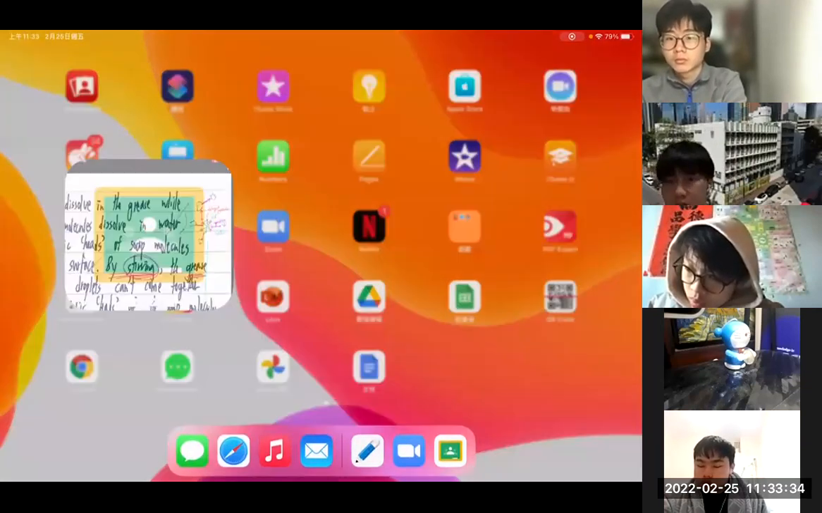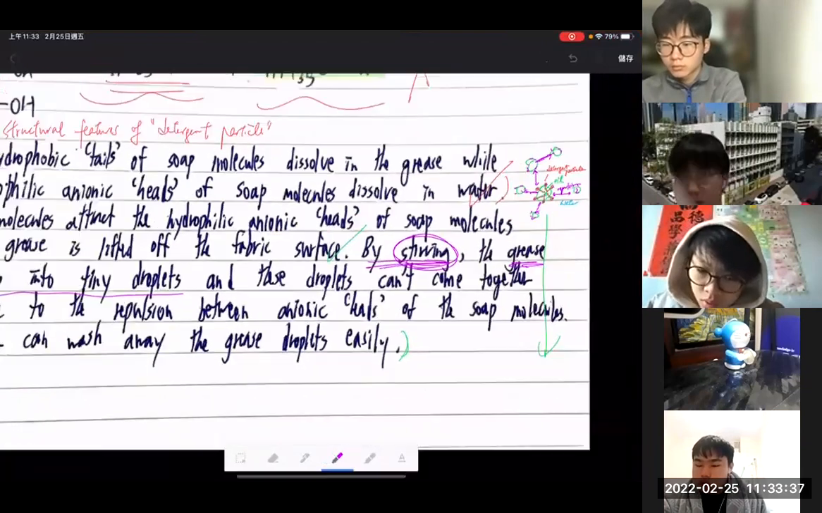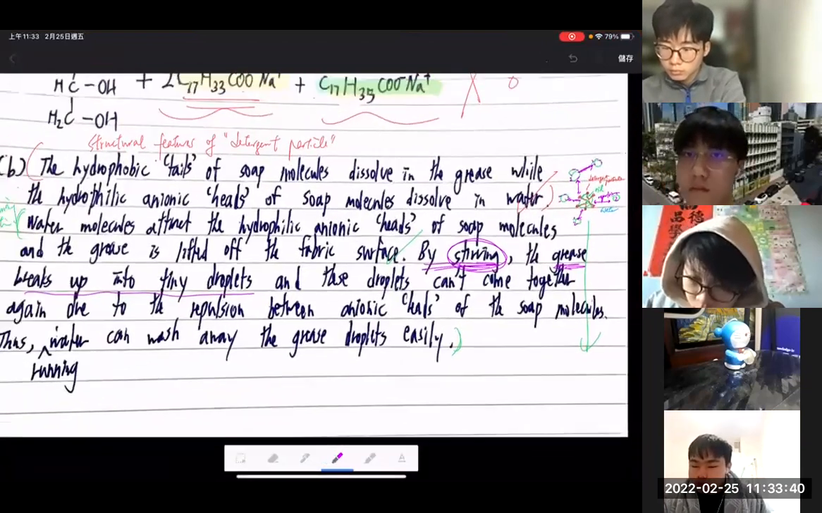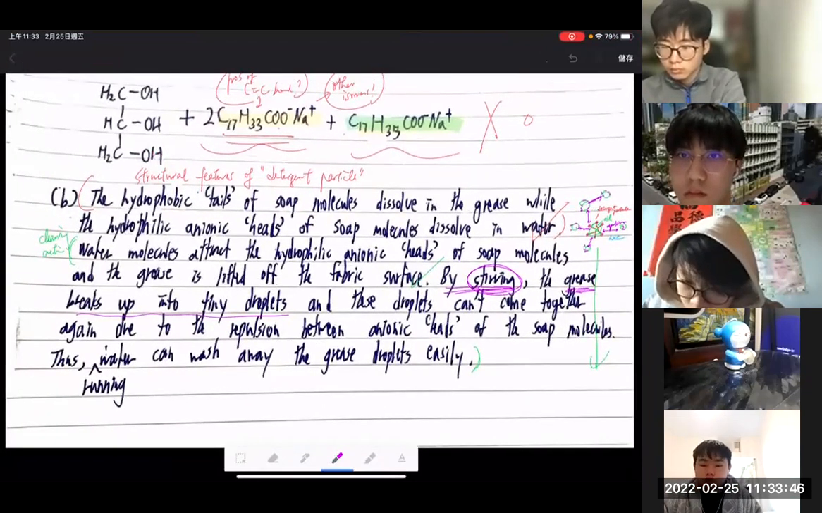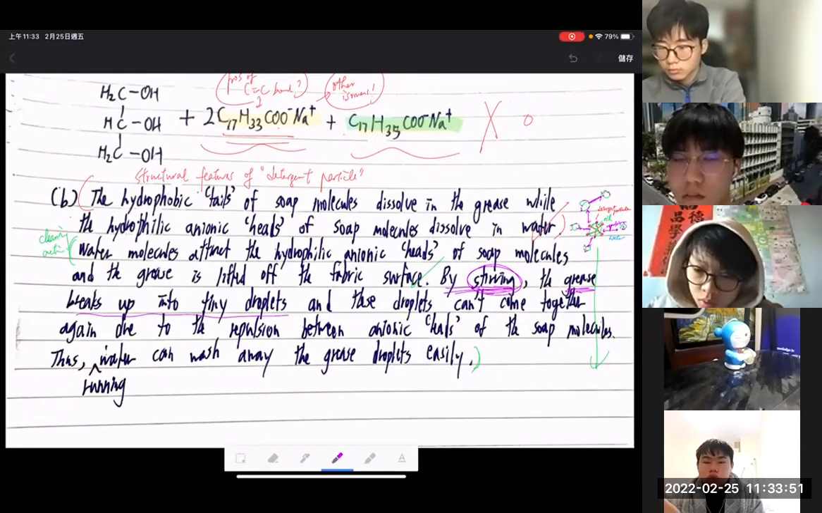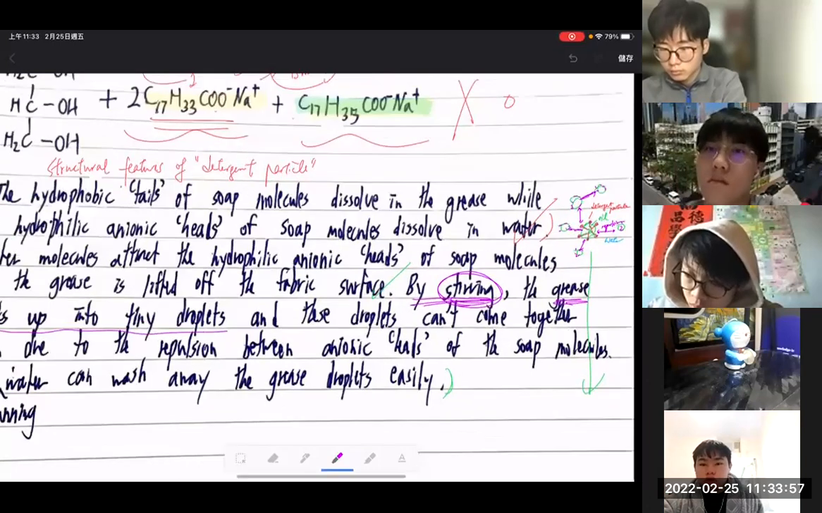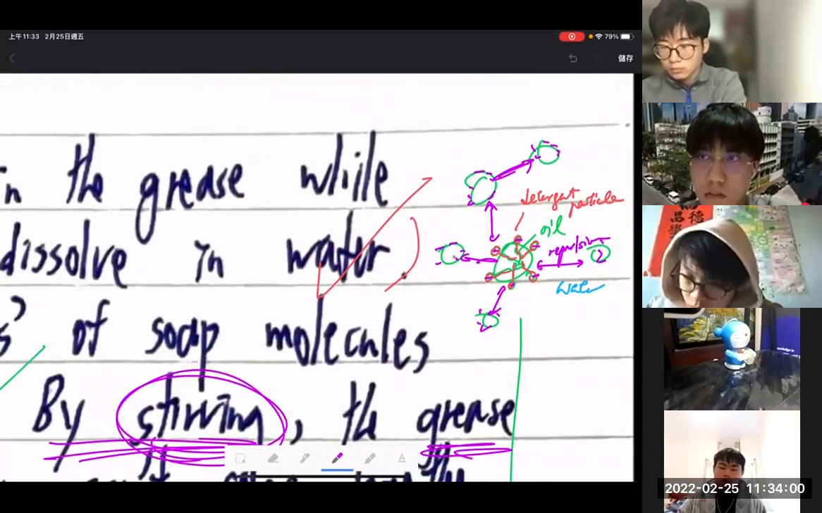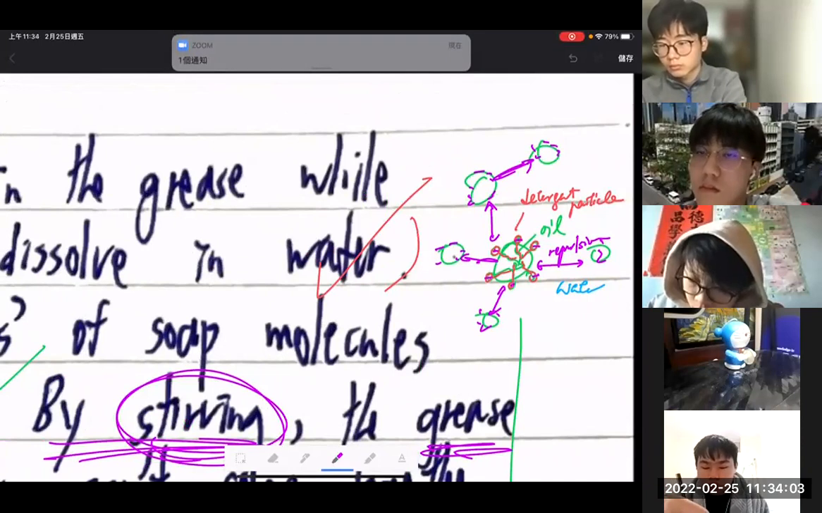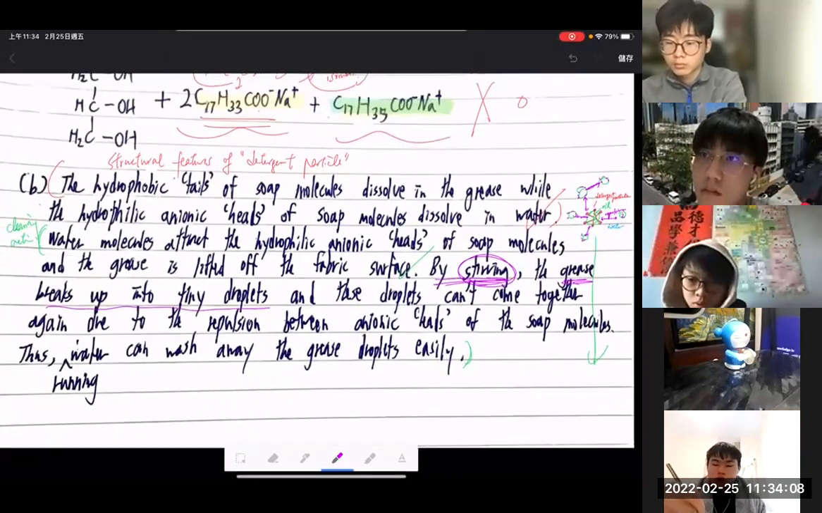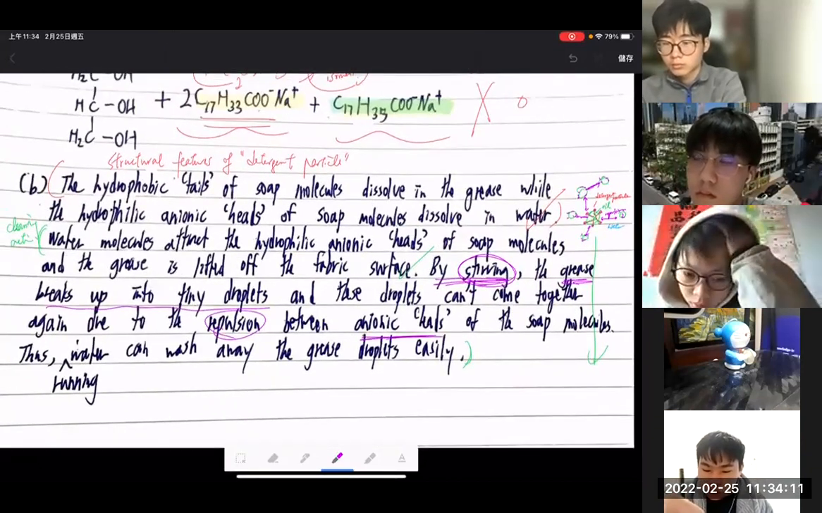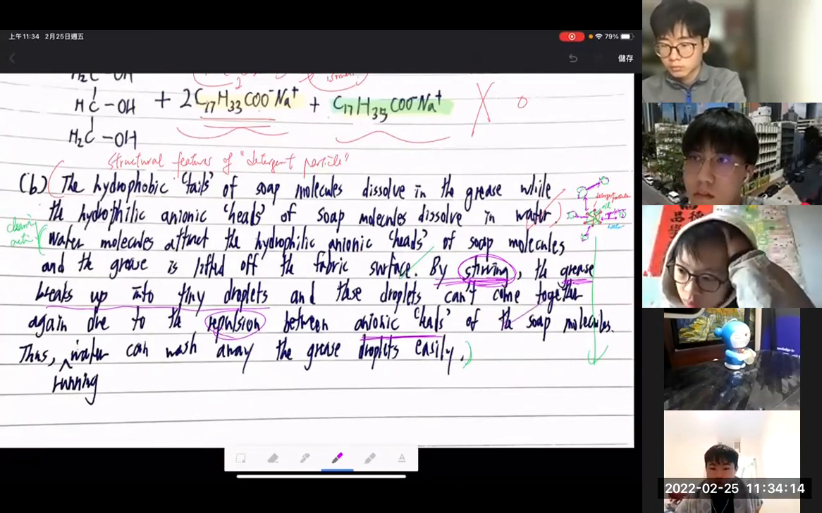But the first case is that you are going to rub it, you are going to stir it, okay, whatever mechanical means in order to make a layer of oil break down into oil droplets. And we need that timing, right? Because once I break it apart, those negative charge oil droplets cannot come together again because of the repulsion of the same charge. Do you understand? So this is the key point. So you're going to mention repulsion of the anionic heads of the soap particles, okay?